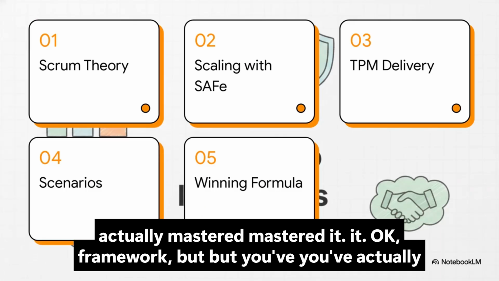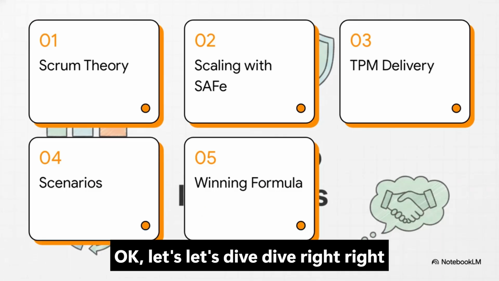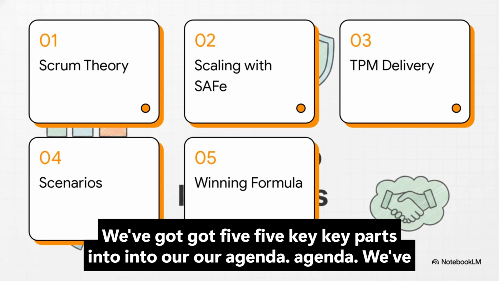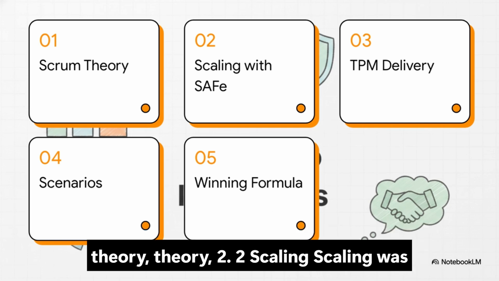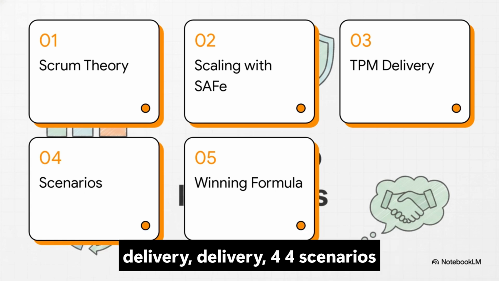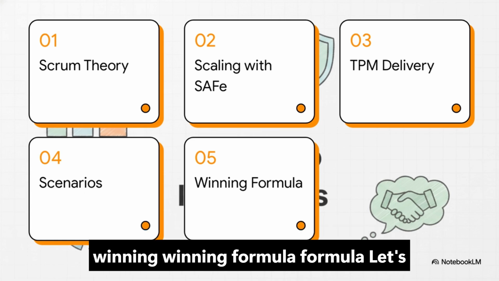Okay, let's dive right into our agenda. We've got 5 key parts today. 1, Scrum theory. 2, scaling with SAFe. 3, TPM delivery. 4, scenarios. And 5, the winning formula.